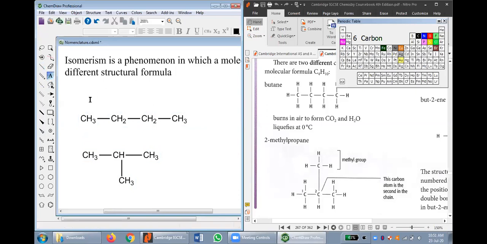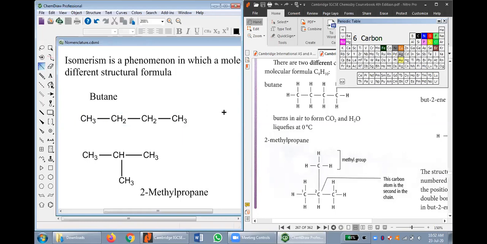Writing their names over here, this one would become butane, and this one would be 2-methyl propane, right? So these would be the names. They have different names, they have different structures. They, let me tell you, have different identities. Even then, they have different melting points, boiling points, and chemical properties.